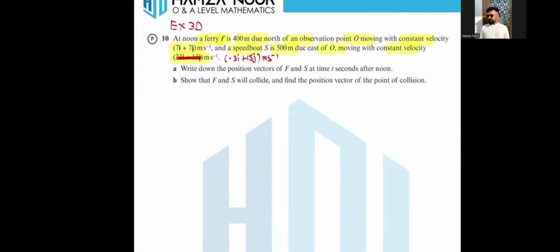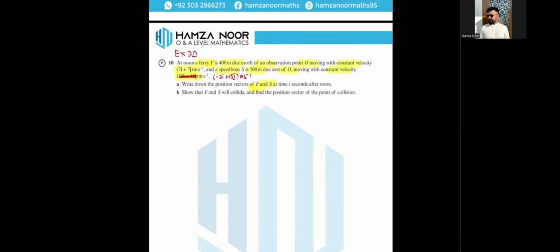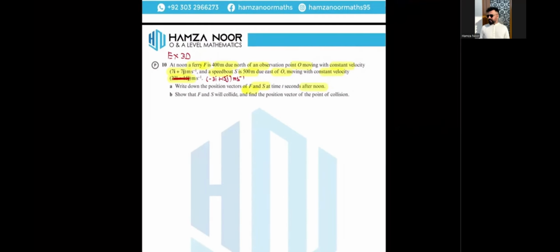So the requirement of part A is to write down the position vectors of F and S, meaning the ferry and the speedboat, at time t seconds after noon. Okay, at noon, time will be equal to 0. t will be equal to 0. So after noon, we need to give the position vectors of the ferry and the speedboat in terms of t.